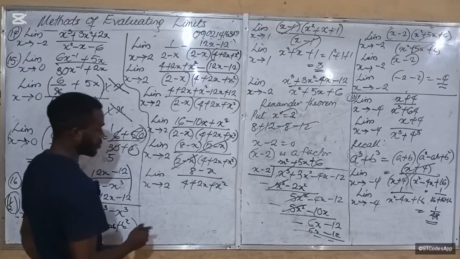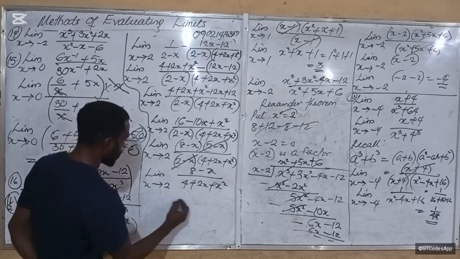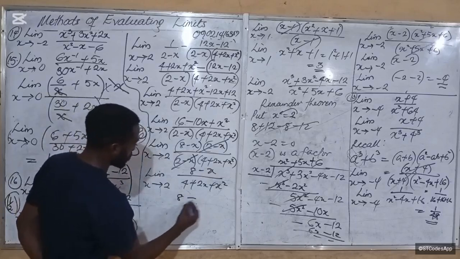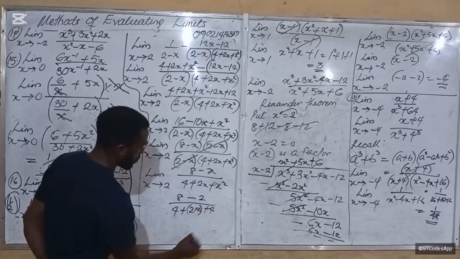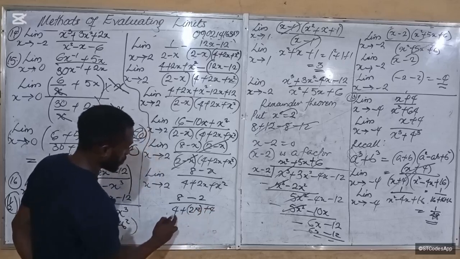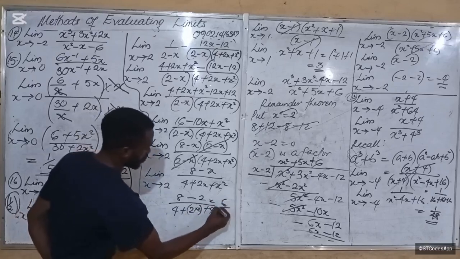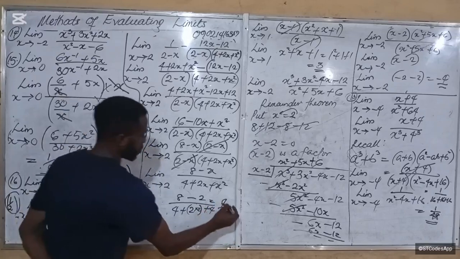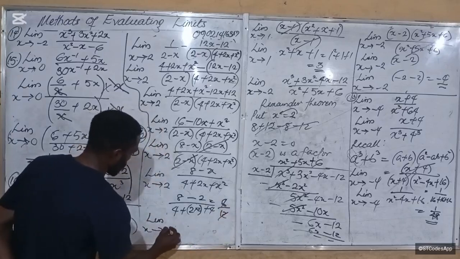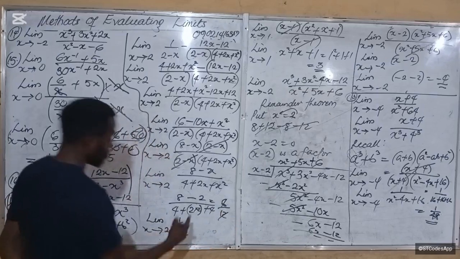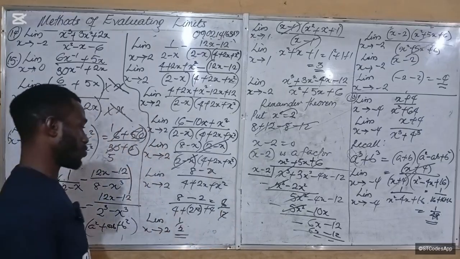So we can now substitute so that we have 8 minus 2 over 4 plus 2 times 2 plus 4. So 4 plus 4 plus 4, that's 12, 6 over 12. Okay, so this is 1 over 2. So limit as x approaches 2 of our function is 1 over 2.